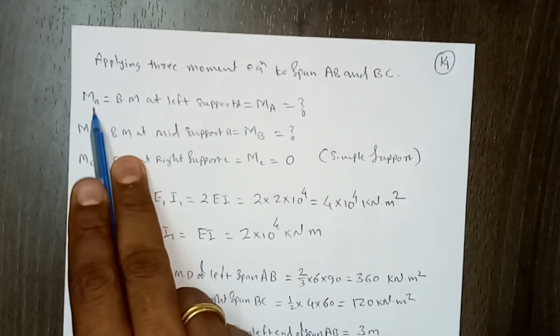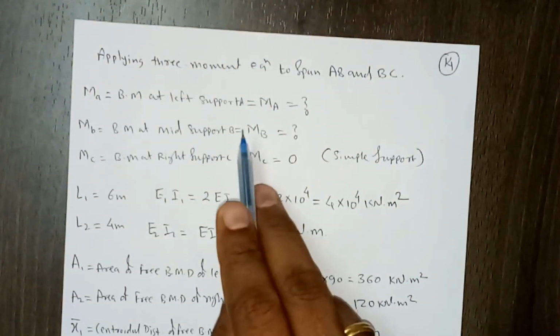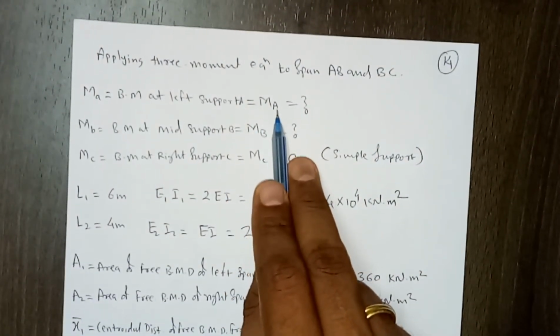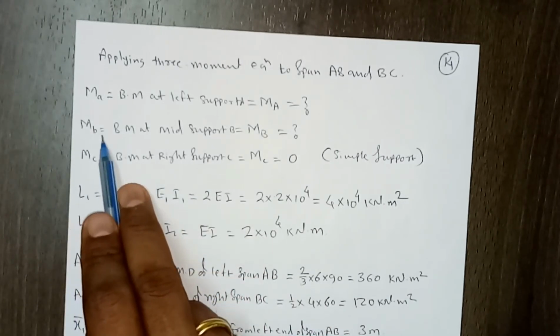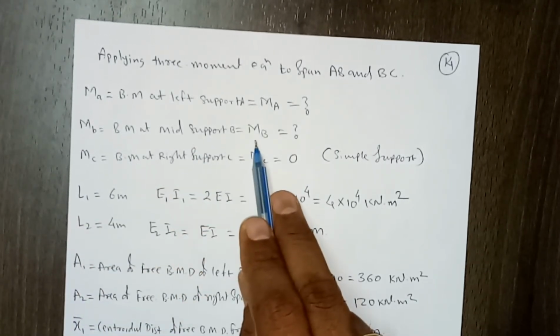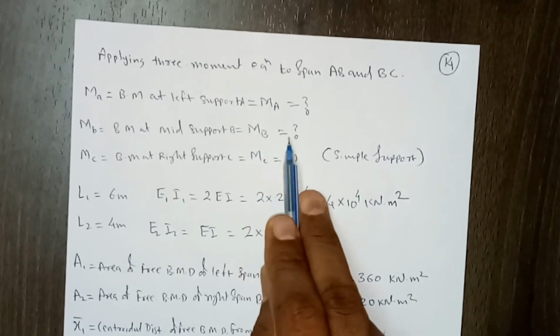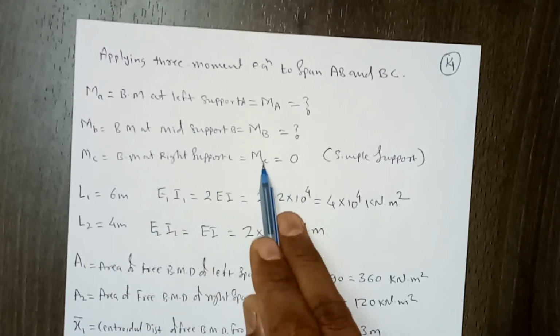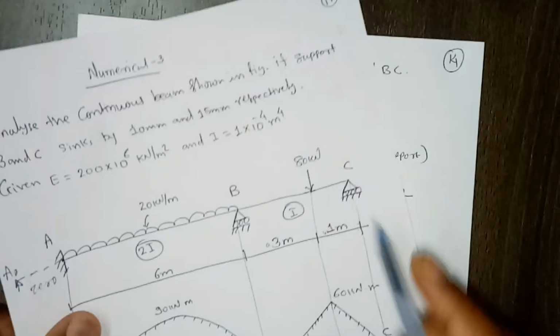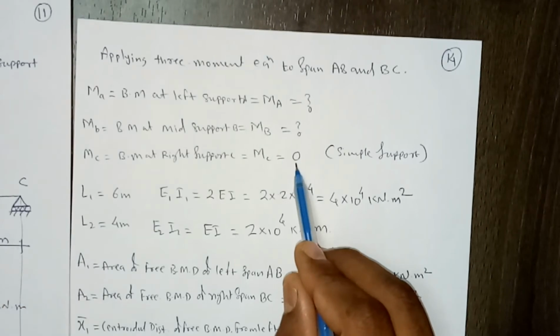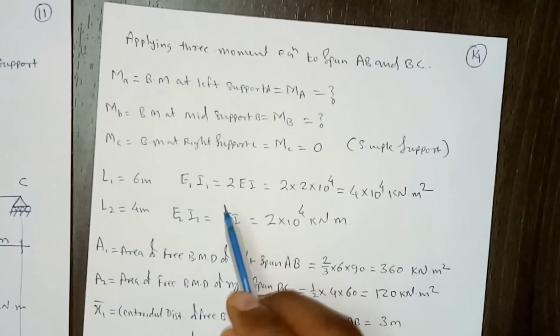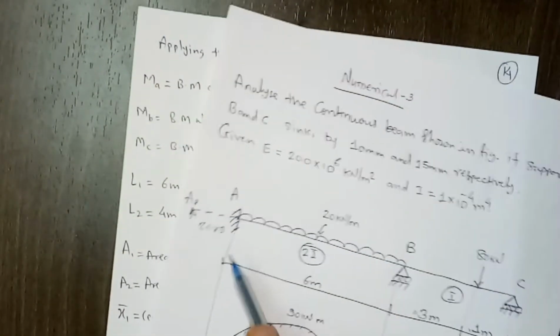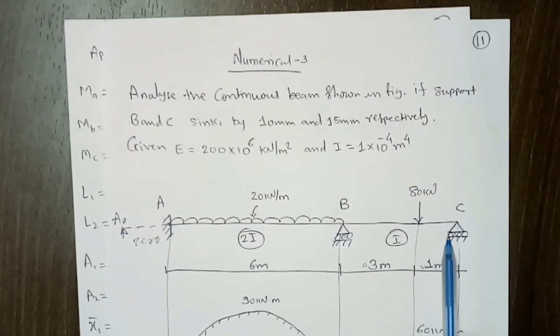So M_A, now it is the bending moment at the left support, and the left support is now A, so it will be M_A, which is unknown, we don't know. Then M_B, that is the bending moment at the mid support, and now it is capital B, and that is also unknown. Then small m_c, that is the bending moment at the right support, which is a simple support or end roller support. So here the moment will be 0, so that's how this is known, so we can substitute that value. Similarly, this will be the first span, this will be the second span, or this is the left span, this is the right span.